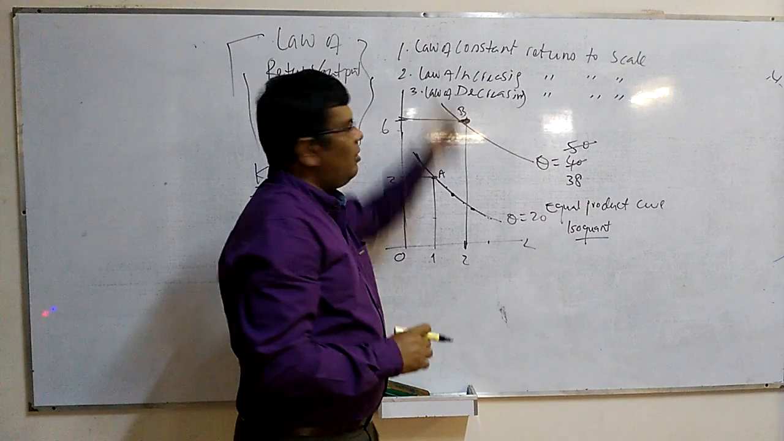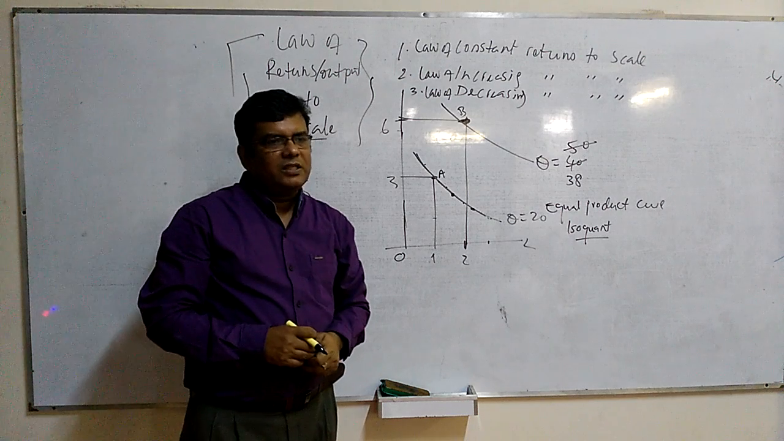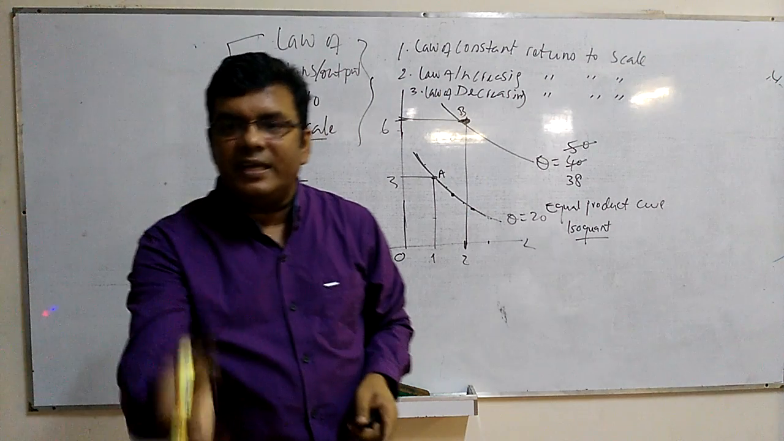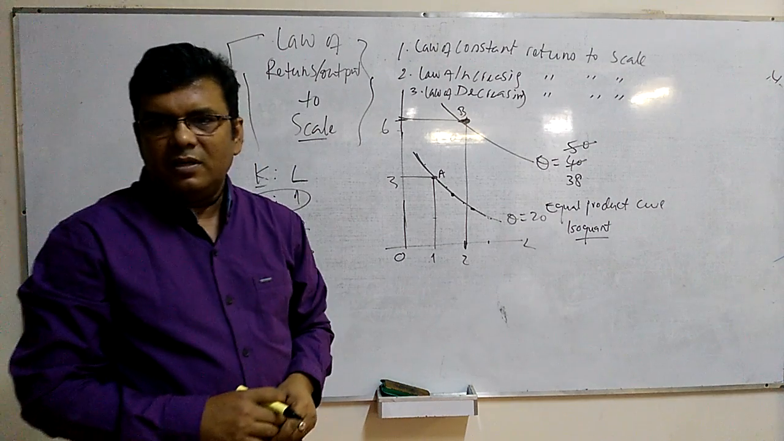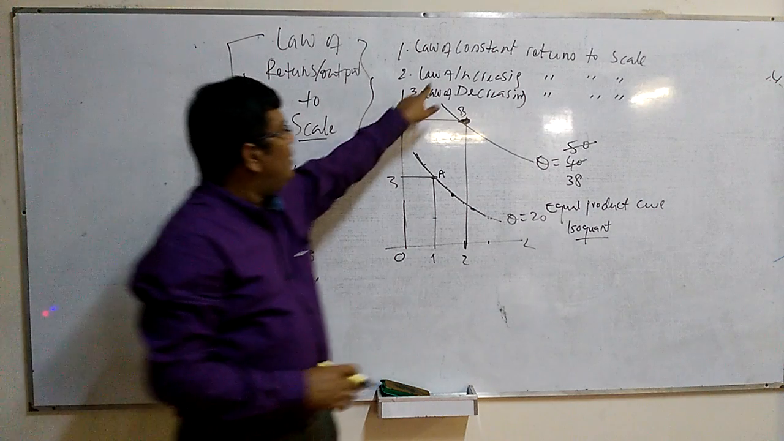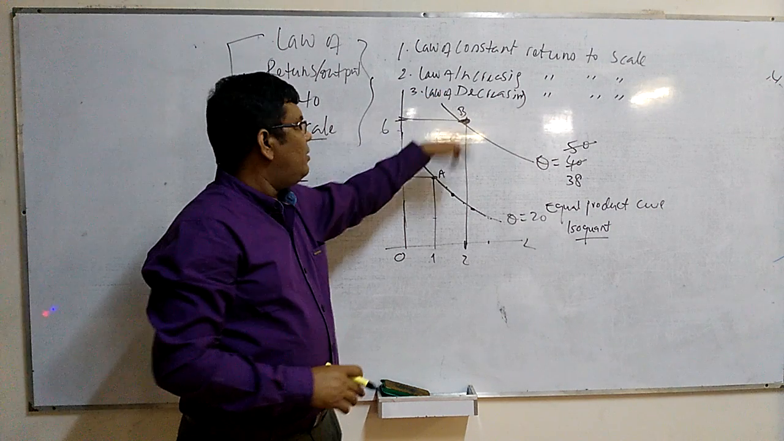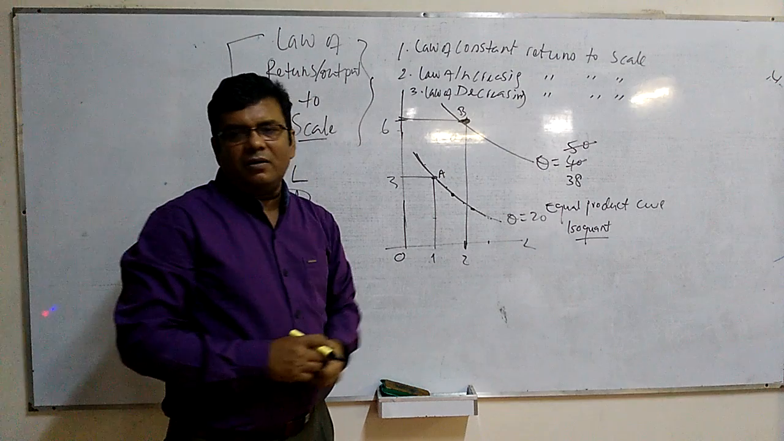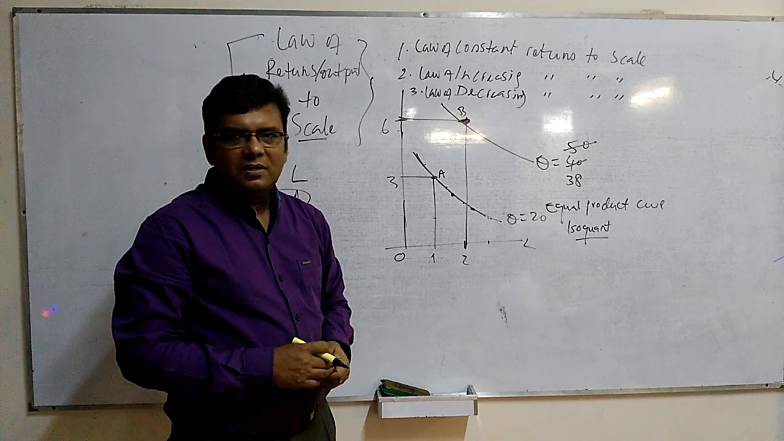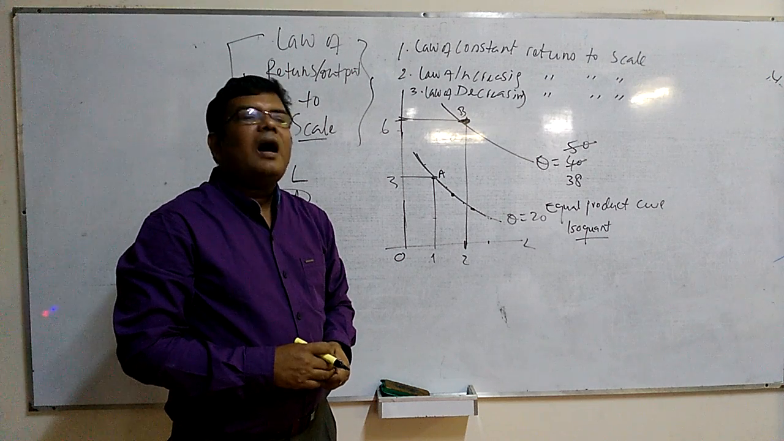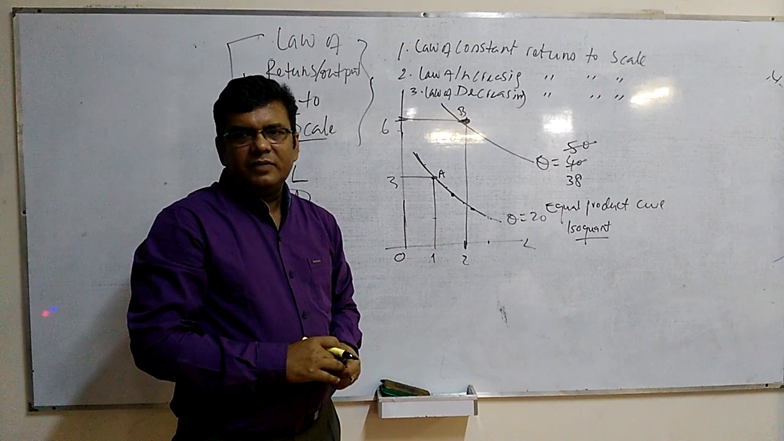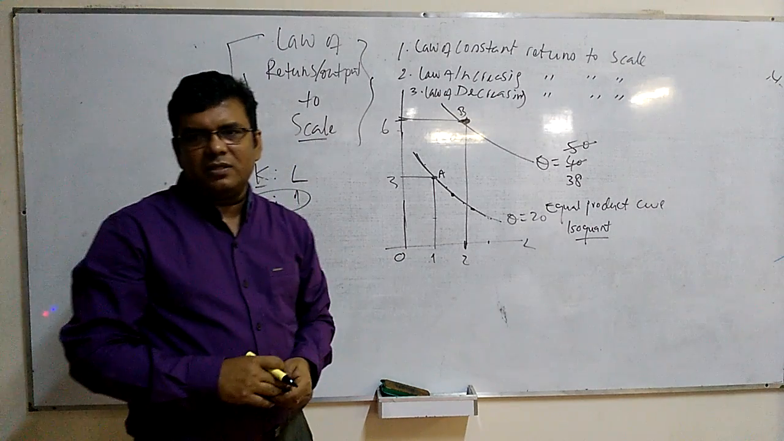And then what about the second law? What is the main thing? If we increase the input by 2 times, what will happen to the output? Output will be more than double. So what is the third law? If we increase the input by 2 times, the output increases at a rate less than double. Yes, output will be increased, but less than double. So these are the three situations in the long run.